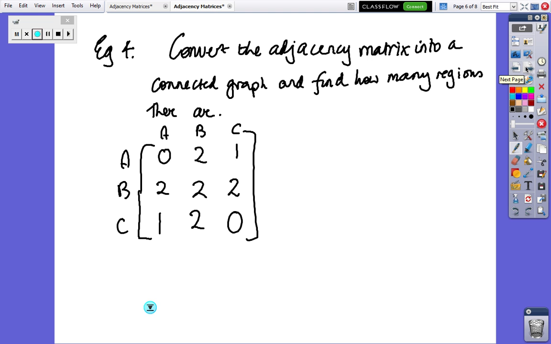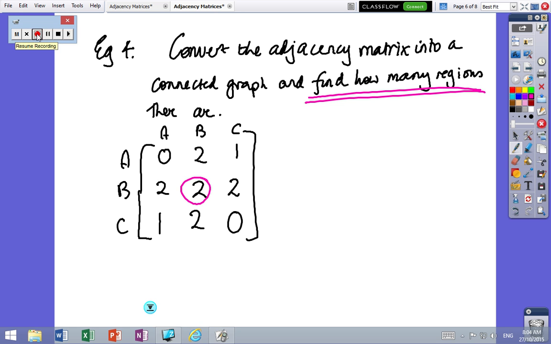This one again is converting a matrix into a connected graph, and just to make it a little more interesting, you then count how many regions you have. So make sure when you draw your graph that you don't have any crossovers. You need to have a planar graph, so there are no crossovers. Just make sure of that when you're counting your regions. So the matrix is there. Again, interesting here, B connects to itself. If it connects to itself, it must be a 2. You can't have a 1 because we've got a loop, and everything else looks pretty straightforward. When you're ready, have a go and come to the next slide.